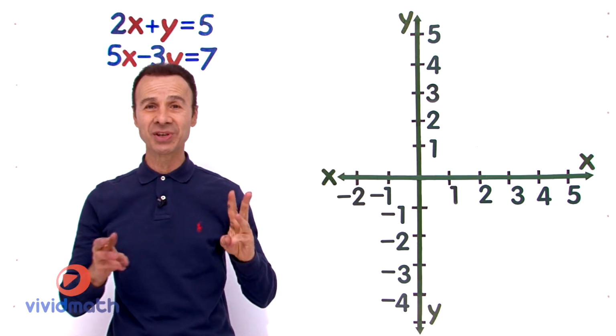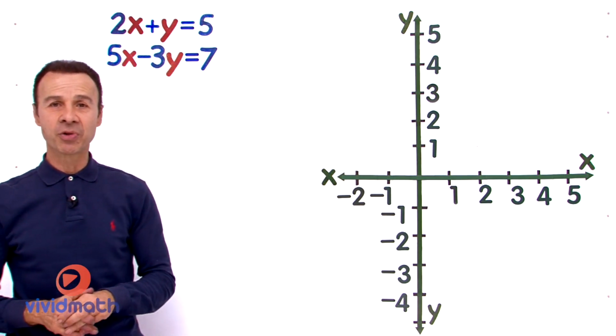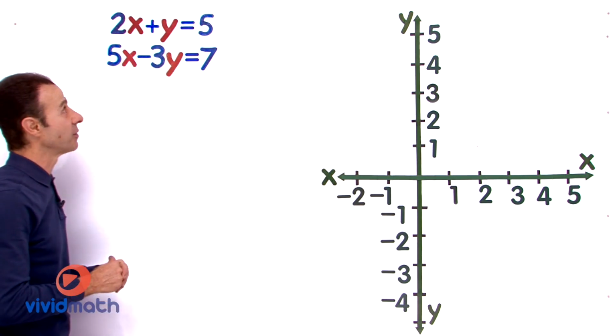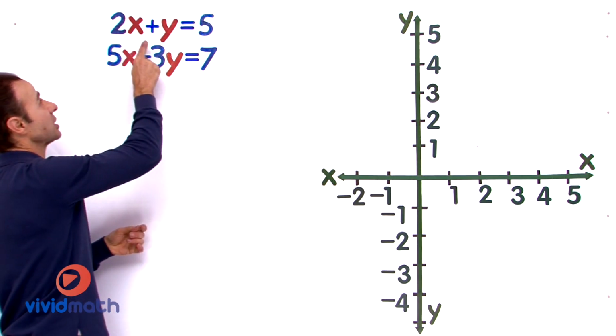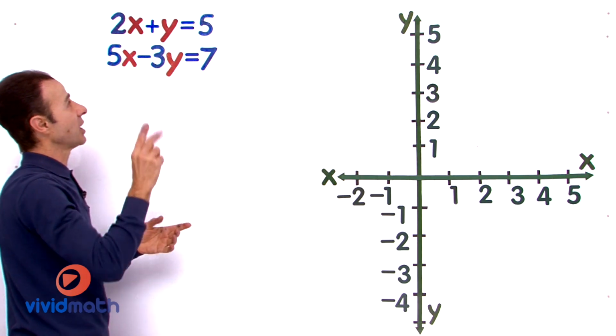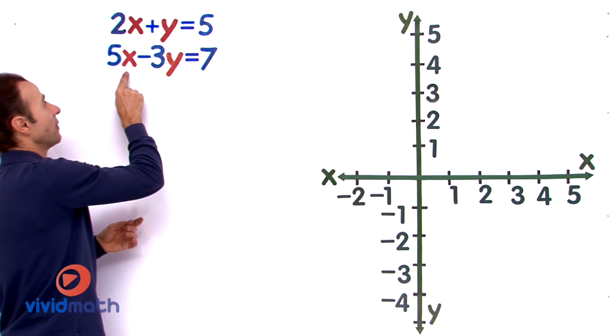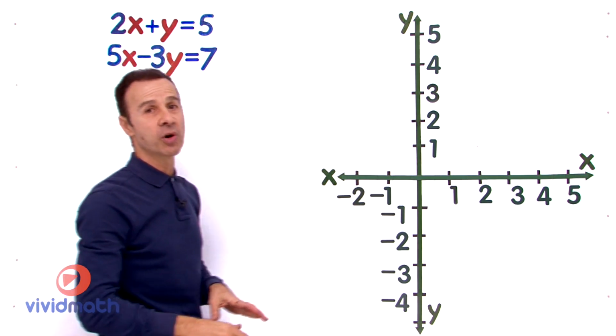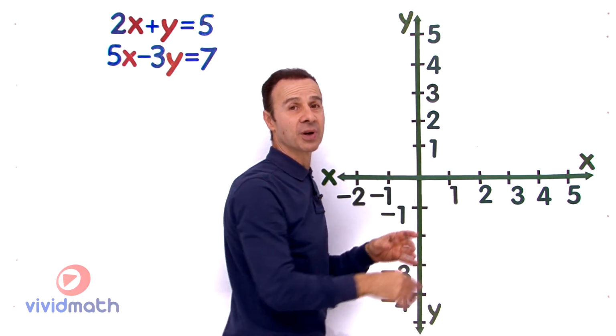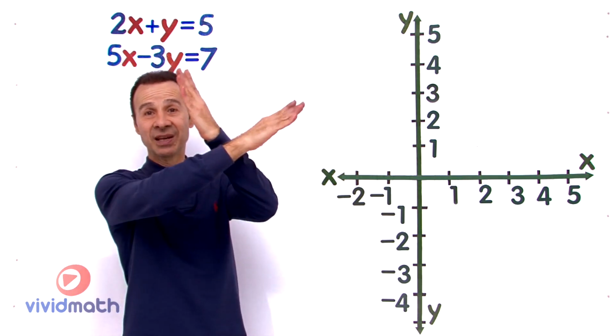So we're going to go through 3 steps. But before I go through the 3 steps, here are the 2 equations that we're going to graph and find a solution to. The first one up the top is 2x plus y equals 5. And the second linear equation is 5x minus 3y equals 7. We're going to draw these up here on the graph. We're going to see if we have a solution, which means we have an intersection point.